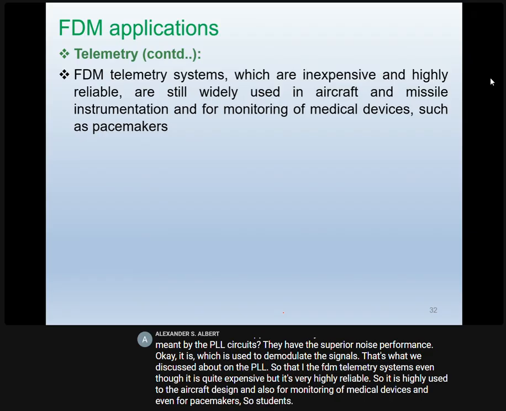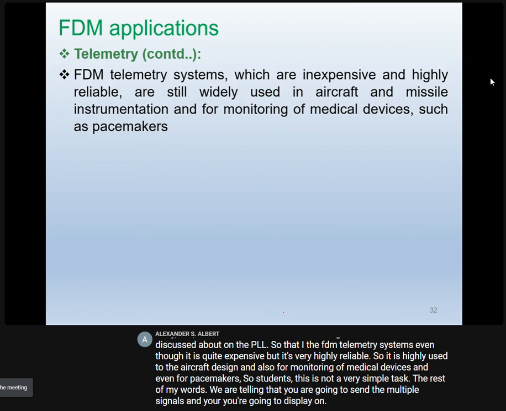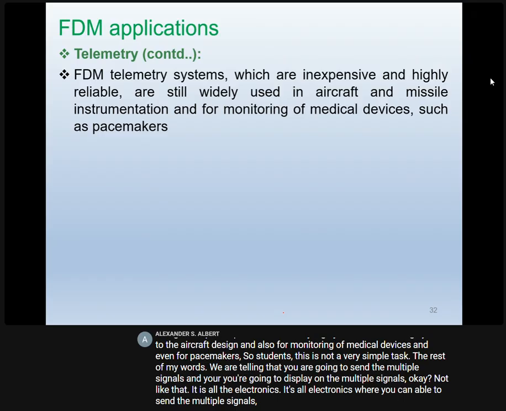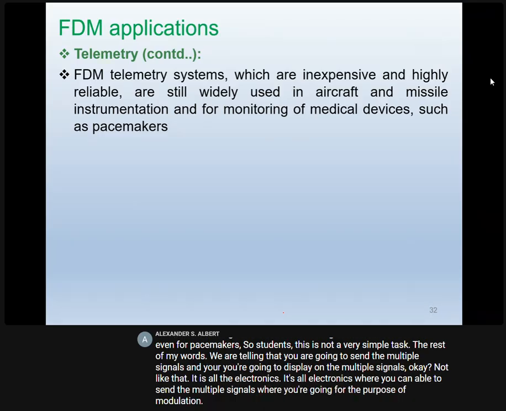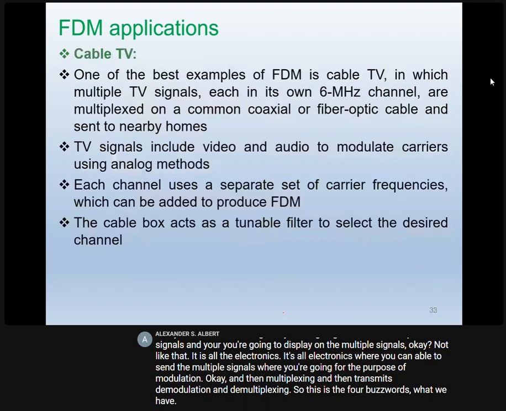So students, this is not a very simple task. Just by words, we are telling that you are going to send multiple signals and display the multiple signals. Okay, not like that. It is all electronics, where you are able to send multiple signals, where you go for the purpose of modulation, and then multiplexing, and then transmit, demodulation, and demultiplexing. So these are the four buzzwords we have to remember.